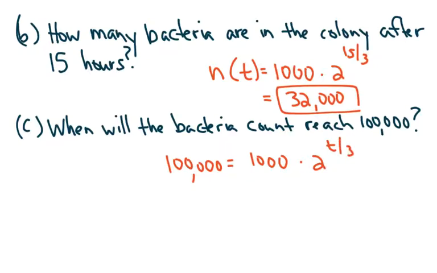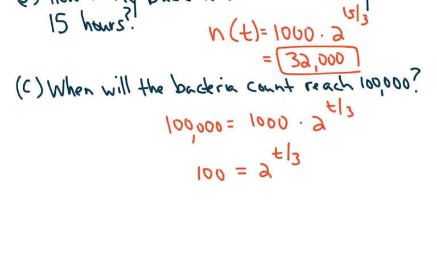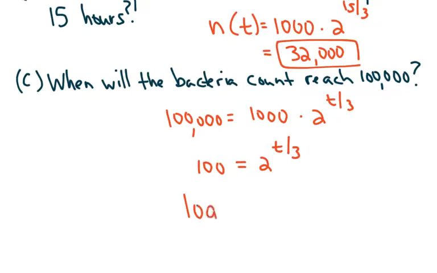Because this is an exponential equation, we're going to rewrite it in log form, but in order to do that, we first must isolate the exponential part. So we need to divide by 1,000. So 100,000 divided by 1,000 is 100. In log form, this is going to be log base 2 of 100 is equal to t over 3.